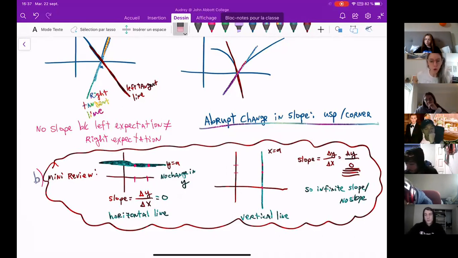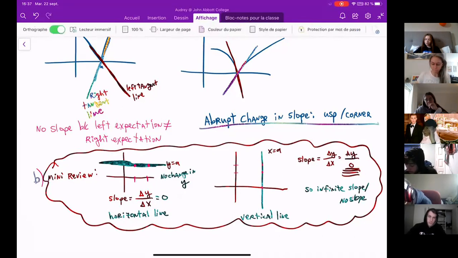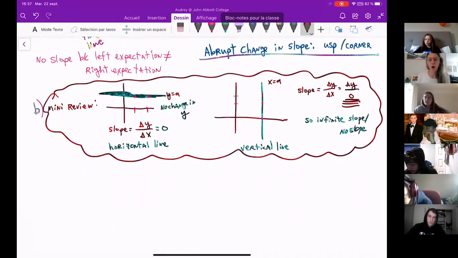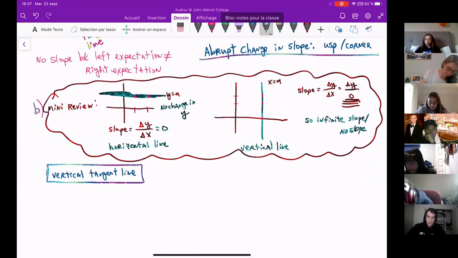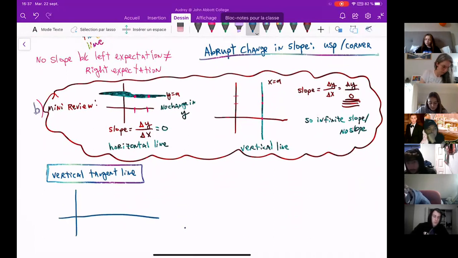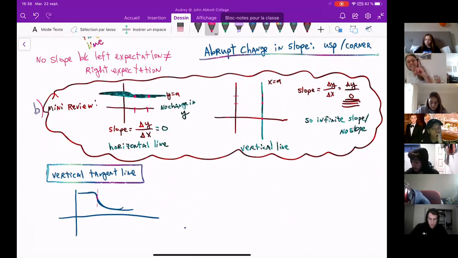So no, vertical lines aren't functions. But what if something had a vertical tangent line? And that is our second issue that we could have, a vertical tangent line. A vertical tangent line is going to look something like this, where on its way down, it just really briefly goes straight for just one itsy bitsy second.